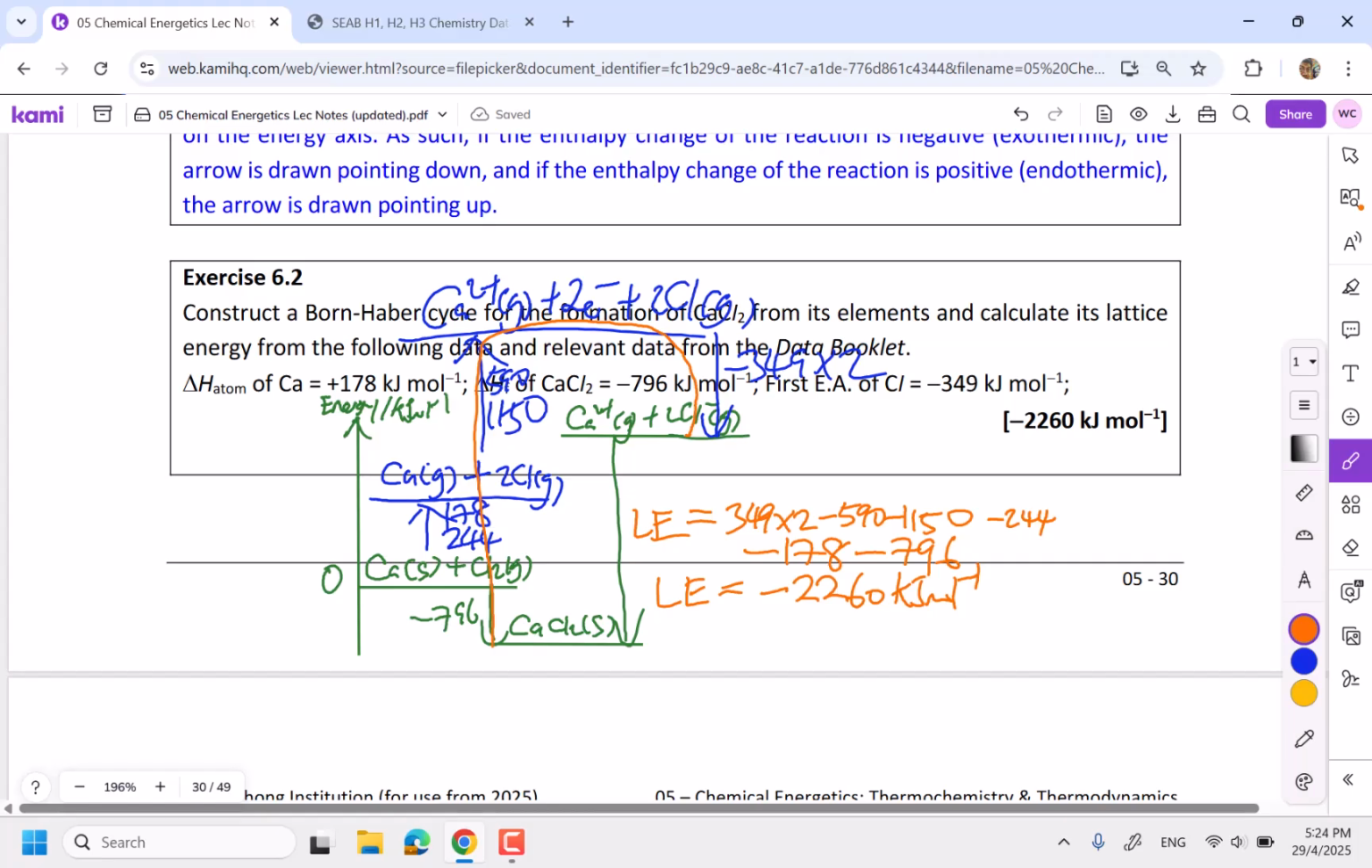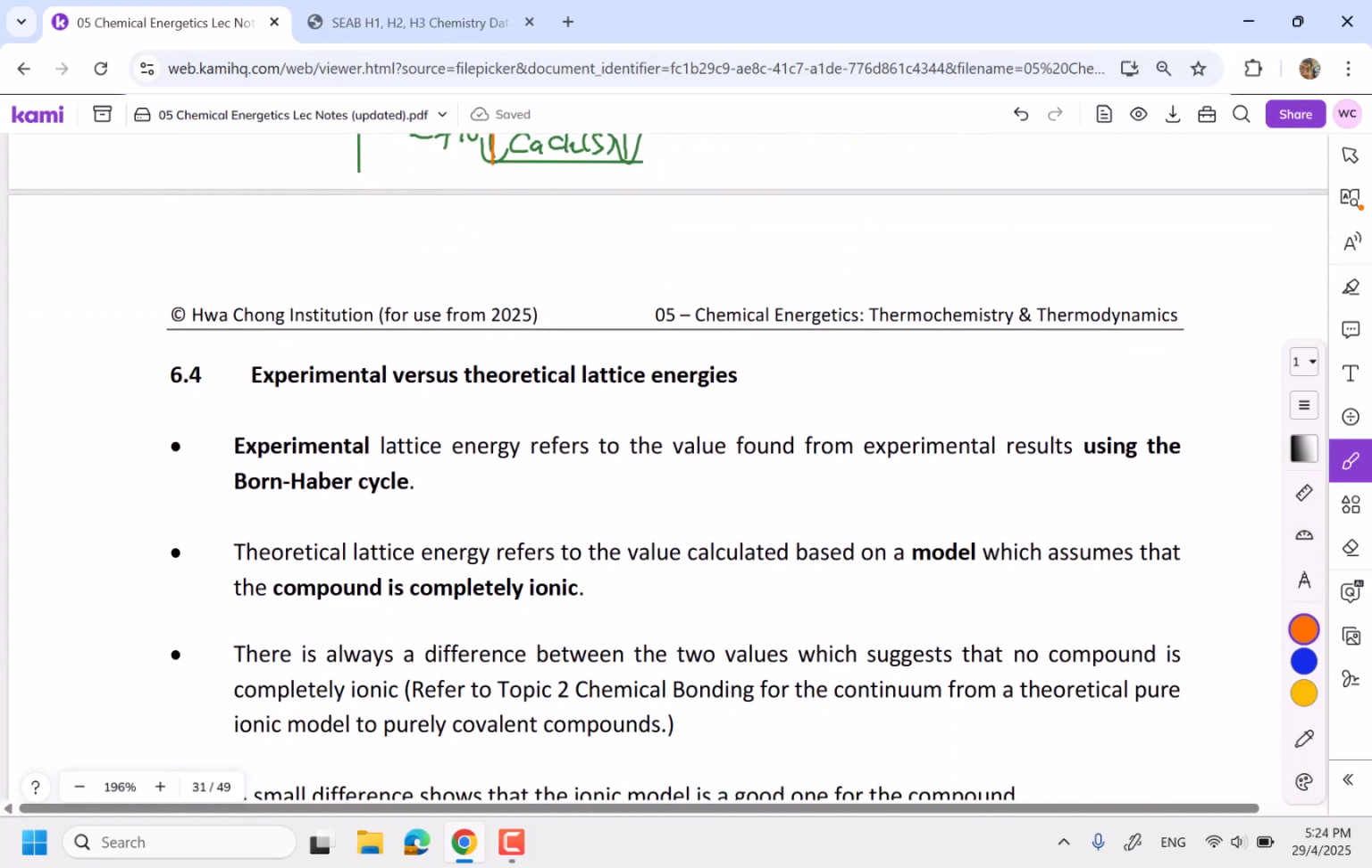Then I will make my way from the elemental calcium and chlorine all the way to Ca2+ gaseous and Cl minus gaseous. After that I'll input the relevant values into my Born-Haber cycle. This is a good practice you can follow: input the relevant values, and then solve it by Hess's law. Hope that is alright.